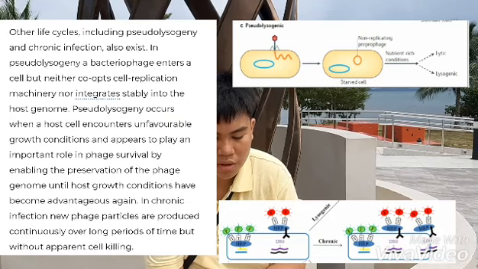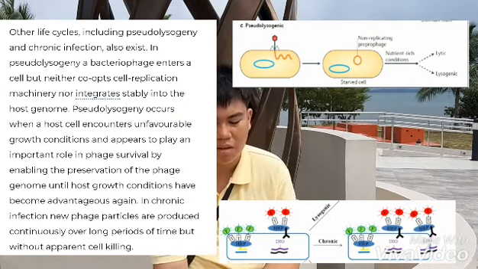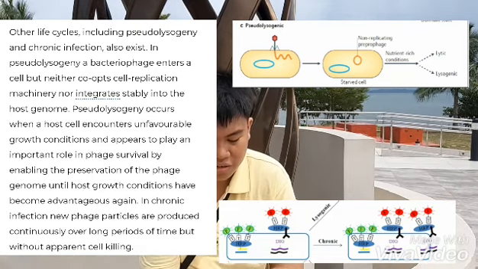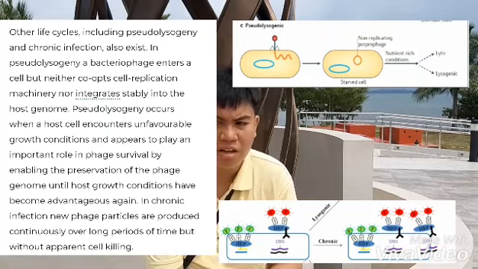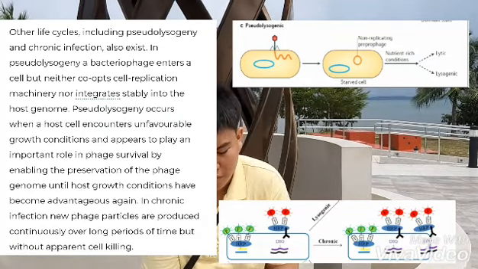So basically, pseudolysogeny is basically the same thing as lysogenic, in that they don't kill the cell, but it takes a long period of time for that genetic material to become a full-grown bacteriophage.